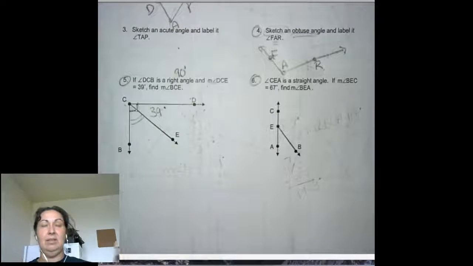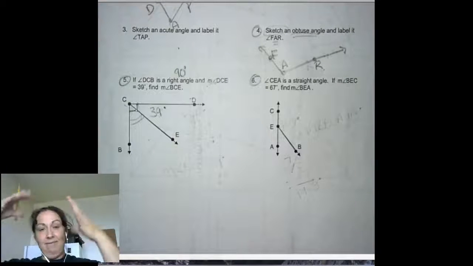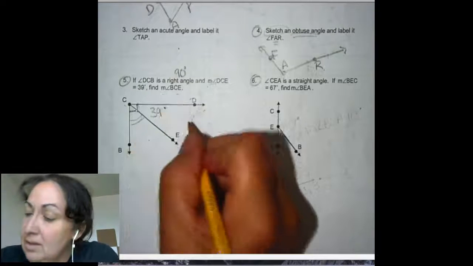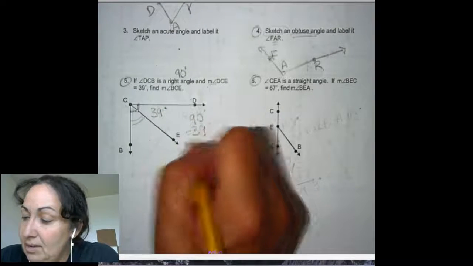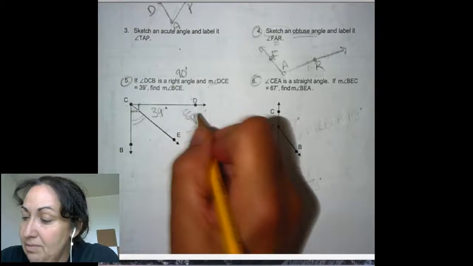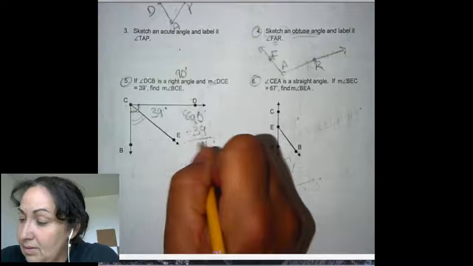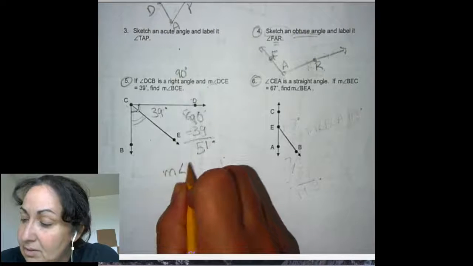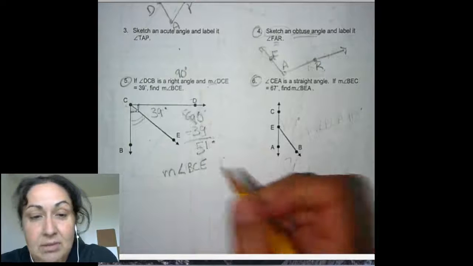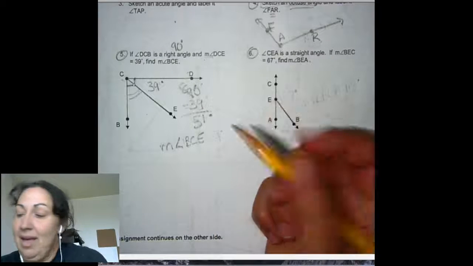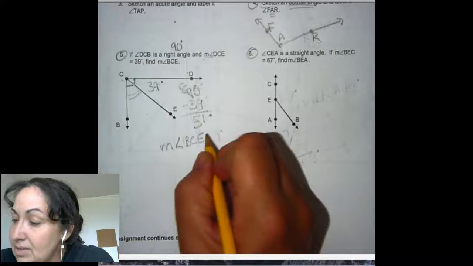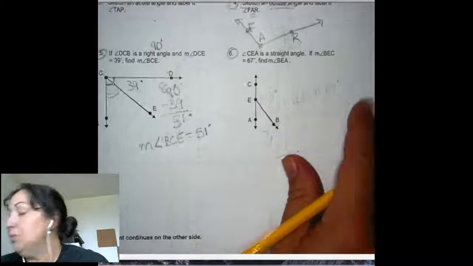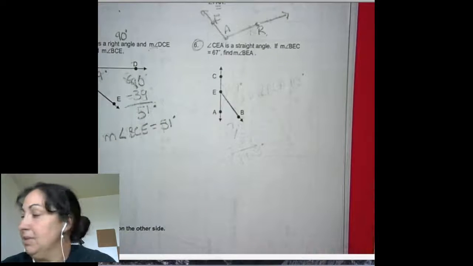So just like when we did the line segment addition, if we have the whole thing in one piece and we want to find the other small piece, we subtract. So 90 minus 39, and I'm going to borrow, and I get 51 degrees. So I'm going to write the measure of angle BCE, and I have to use capital letters for those, is equal to 51 degrees. Okay, I'm going to switch to a pen here because this pencil is kind of hard to see.